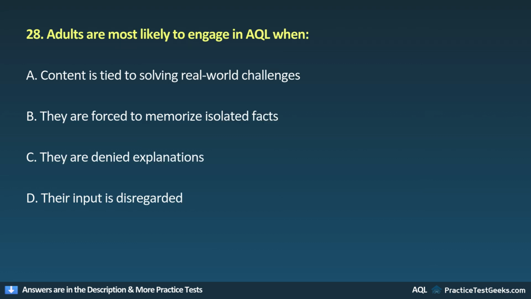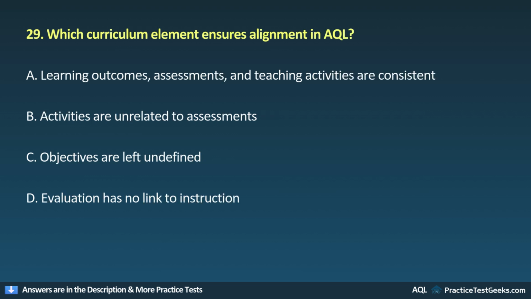28. Adults are most likely to engage in AQL when: A. Content is tied to solving real-world challenges. B. They are forced to memorize isolated facts. C. They are denied explanations. D. Their input is disregarded.